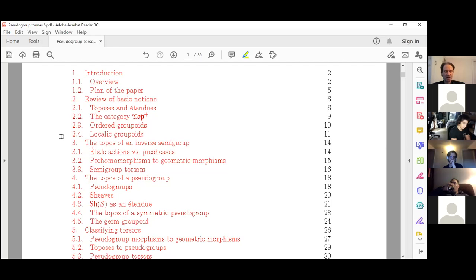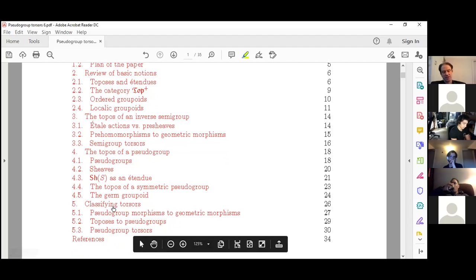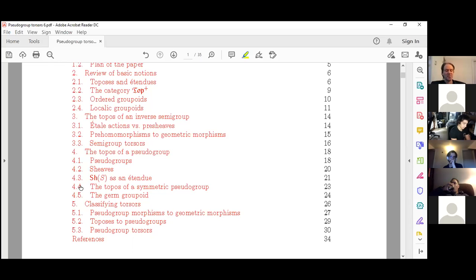We provided a significant amount of background material. In fact, half the paper is devoted to providing some background material. And in fact, it's only halfway down that we get into the topos of a pseudogroup. And then we explain what that topos does classify, in terms of, you might call flat bimodules, or a torsor would be a flat action. But if you're talking about pseudogroups, it's going to be more than just a flat action. It will also be a local action.